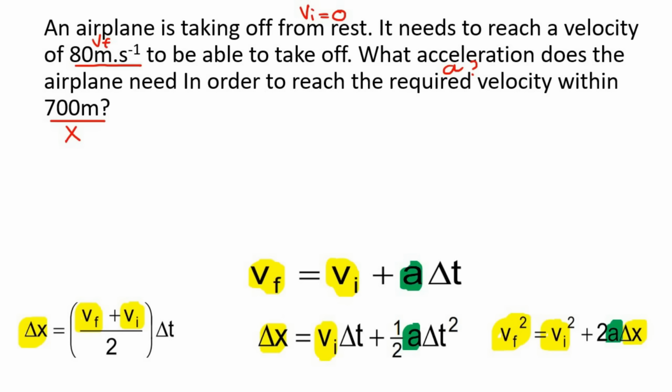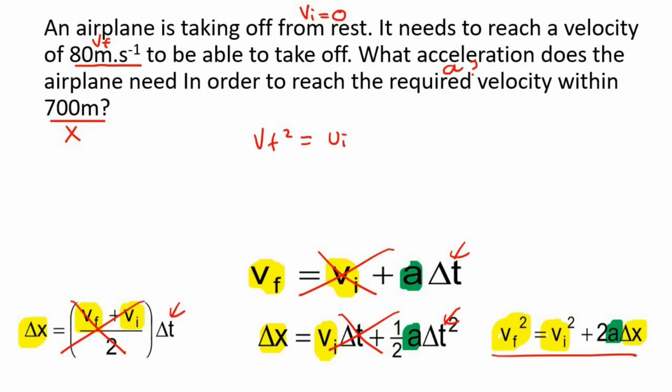And so if you look at the formulas, we can't use this one because there's no time. We can't use this one because there's no time. We can't use this one because there's no time. But we can use this one. And so we can say Vf squared equals V initial squared plus 2a delta x.